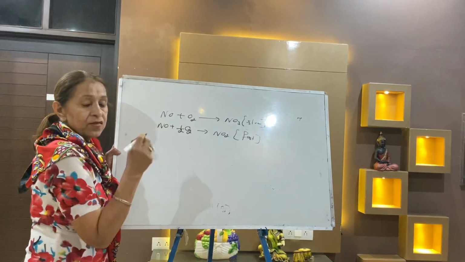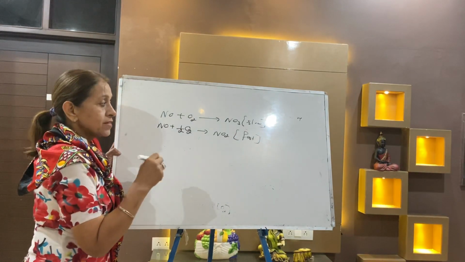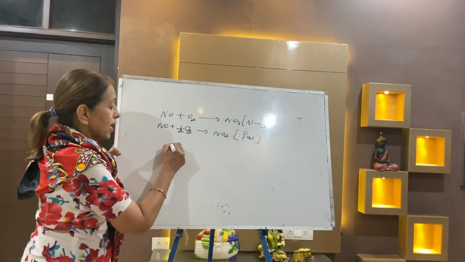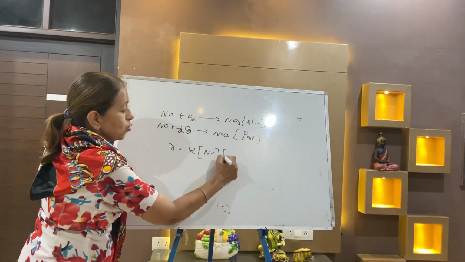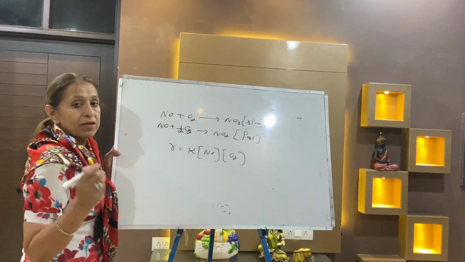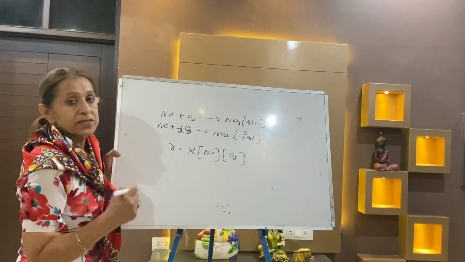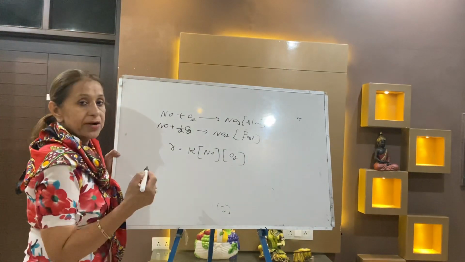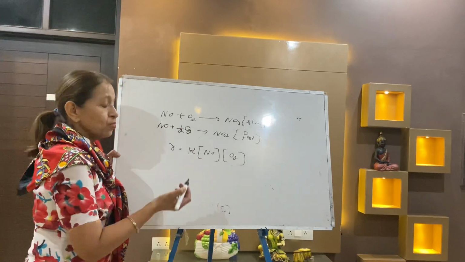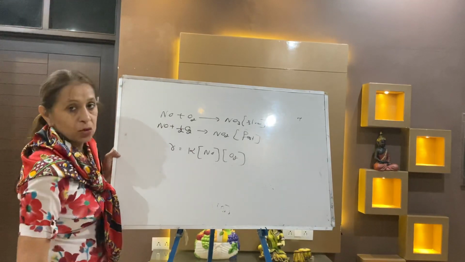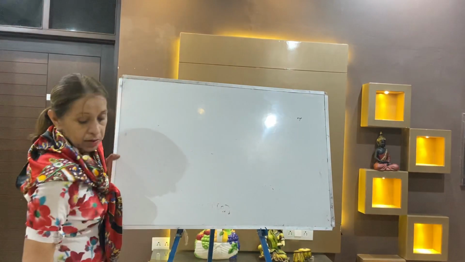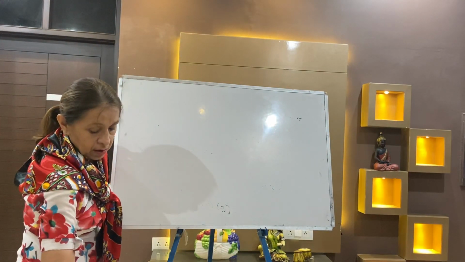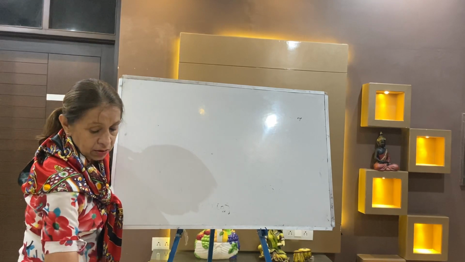And remember, when the first step is slow and the second is fast, the answer is of one line. Write R is equal to K [NO][O2]. When the first step is slow and the second is fast, then it is a very simple question. You make the rate equation from the slowest step. Right, and question number 3.